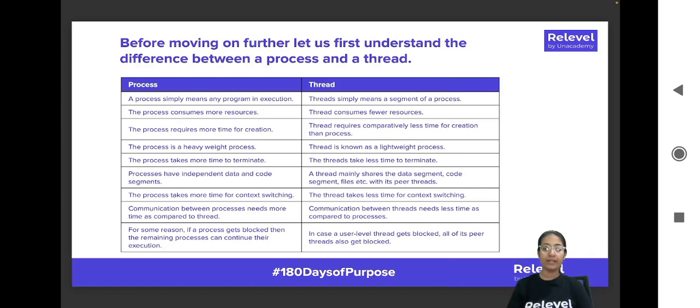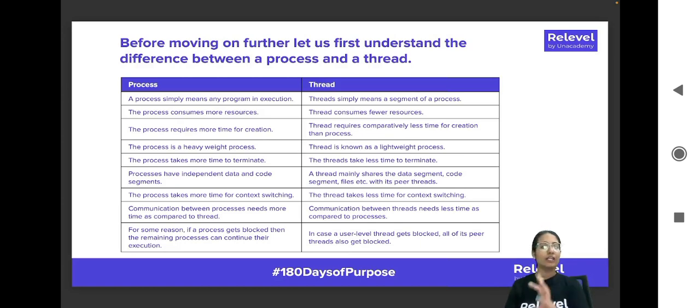And the last point being that if for some reason a process gets blocked, then the remaining processes can continue their execution. For example, there is a process and due to an interrupt the process is getting blocked. But the other processes do not get blocked because of that process. They can still continue their execution. But whenever we talk about a thread, if a thread gets blocked, all of its peer threads also get blocked. Okay, and this user level thing we're just going to take a look at very quickly.